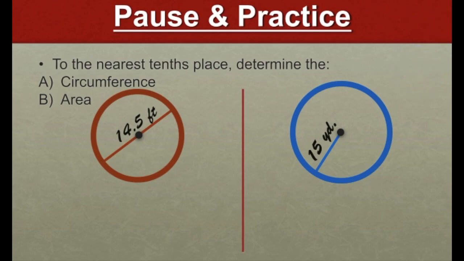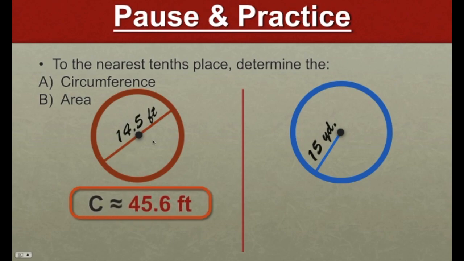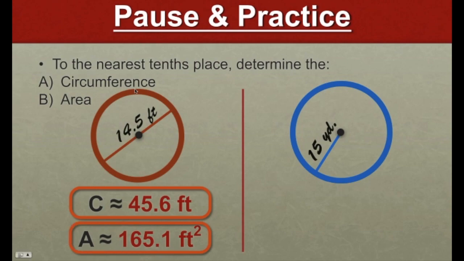Okay, so let's go over these answers. For the circle on the left, our circumference is approximately 45.6 feet. Again, what that means is if we start here at the top of the circle and go all the way around, we would have traveled a total distance of 45.6 feet. And the area is approximately 165.1 feet squared.